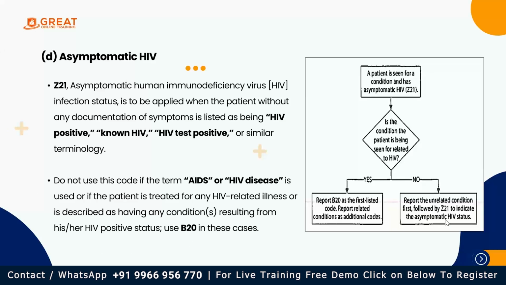This is the flowchart. The patient is seen for a condition and has asymptomatic HIV. Is the condition the patient is being seen for related to HIV? If no, we have to use Z21 to indicate asymptomatic HIV status. And if yes, that condition is related to HIV, we have to use B20 as the first listed diagnosis, even though that HIV is previously diagnosed, and add the other related conditions.